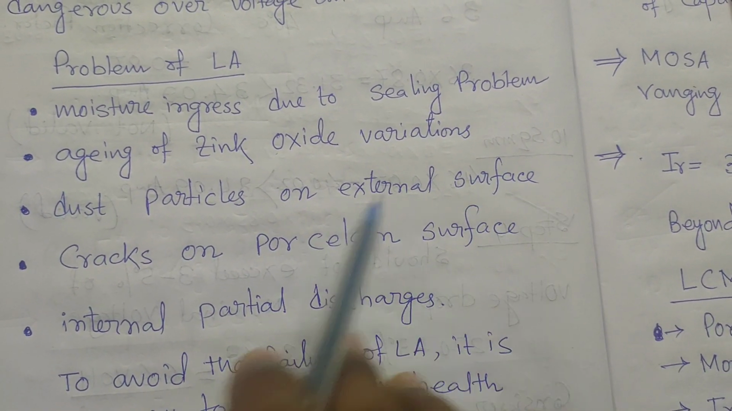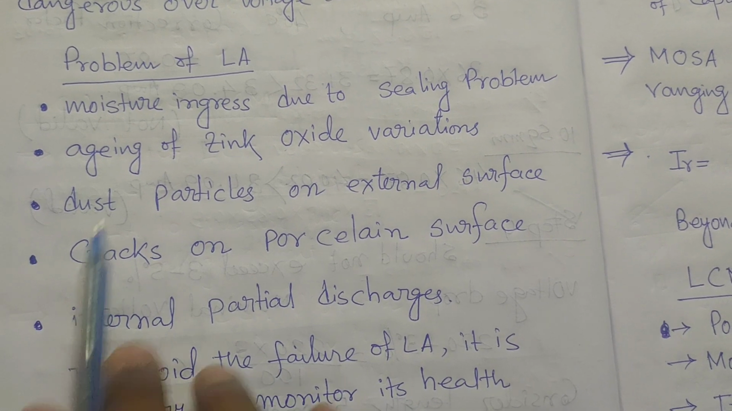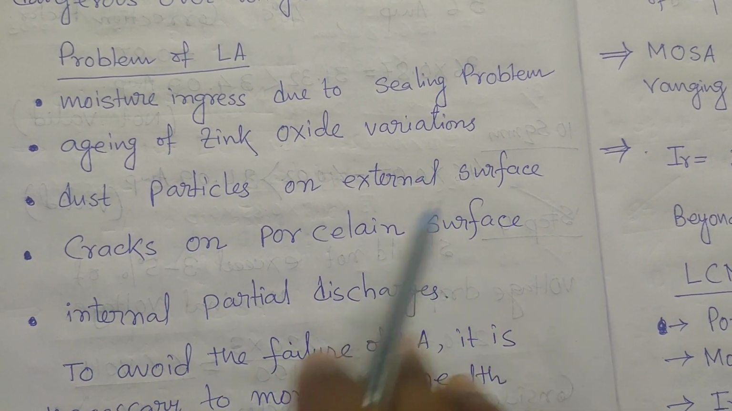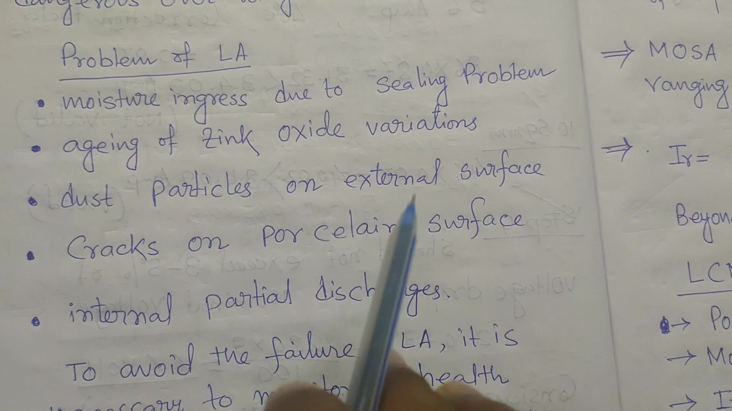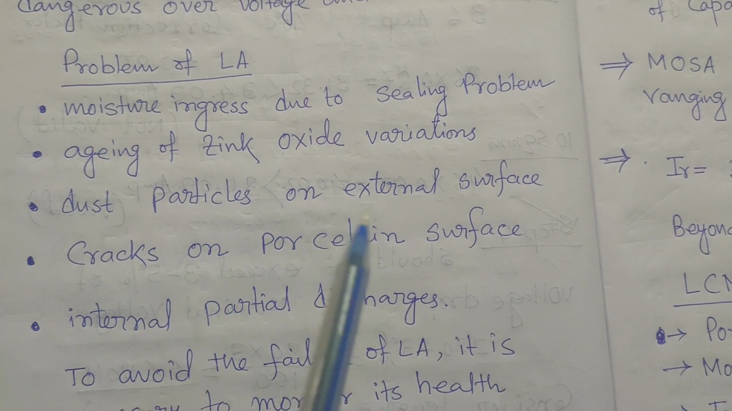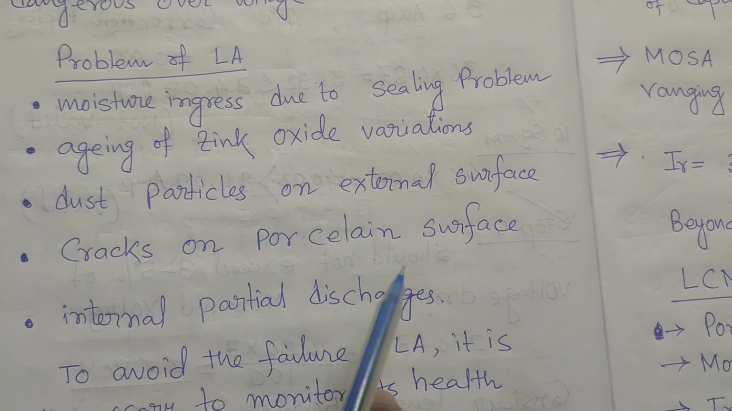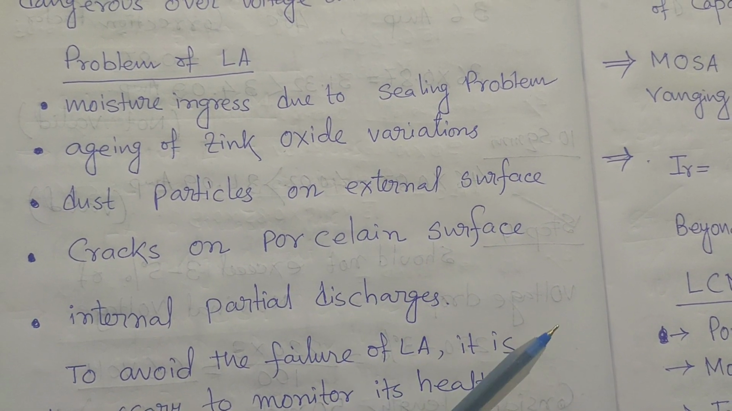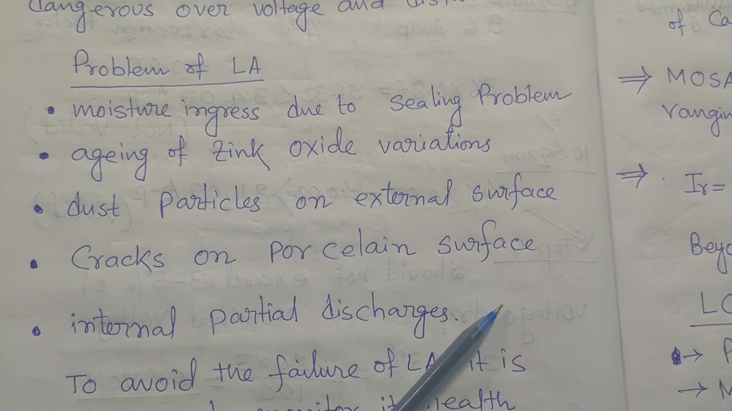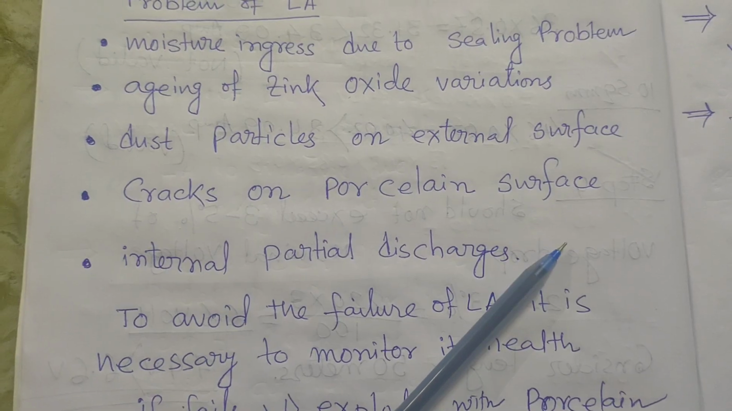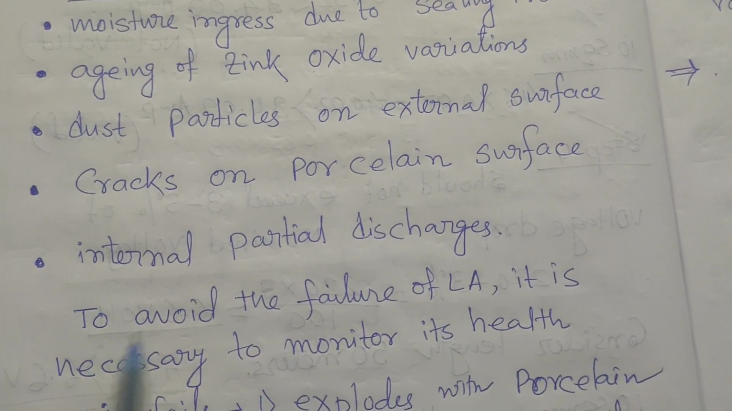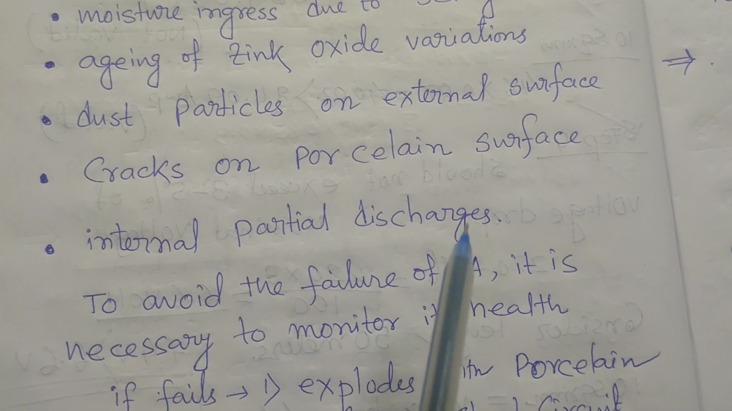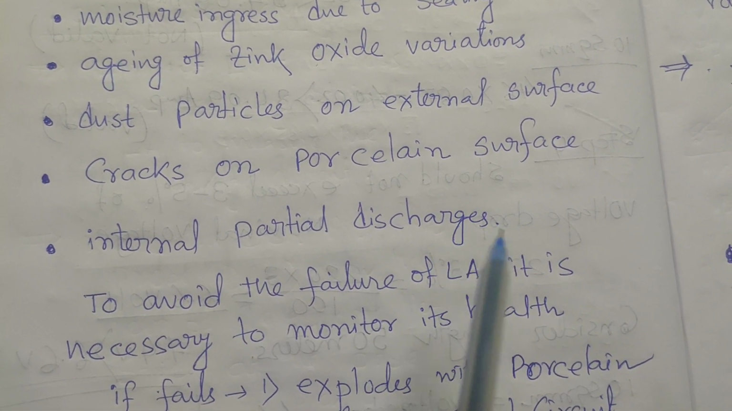Also, if there is any crack on the porcelain surface, a heavy amount of partial discharge will be there, so the material can be damaged due to the high partial discharge. If there is any internal partial discharge, the material can also be damaged.